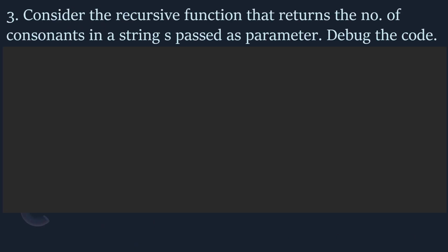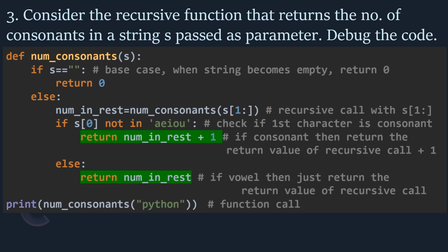Now consider the recursive function that returns the number of consonants in a string S passed as parameter. Now debug the code. You can see the function is like this, num_consonants with a value S. S is the string. Now the base case condition is like this. If S equal to null, that means no string, no value is there, empty string, then it has to return 0. Otherwise, it has to return num_consonants called with a string s[1:].